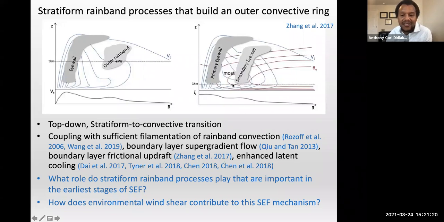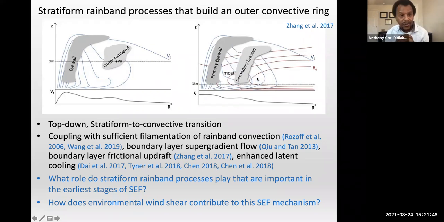Zhang et al. 2017 said that this stratiform heating actually helped to create that vorticity bump that builds a boundary layer frictional updraft. There are other studies that talk about the role of the enhanced latent cooling that occurs when you have a pretty prominent stratiform convection.